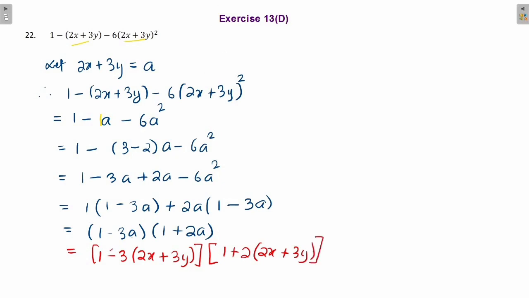Okay, so we have, this is equal to, so 1 minus 3 into 2 is 6x, minus into plus is minus 3 into 3 is 9y, into we have 1 plus 2 into 2 is 4x, plus into plus is plus, 2 into 3 is 6y. So this will be my answer for this particular question. Okay, so you may pause the video and note down your solution.